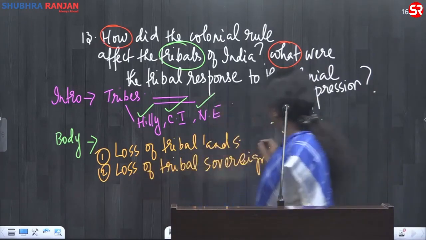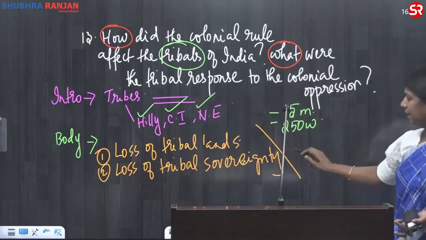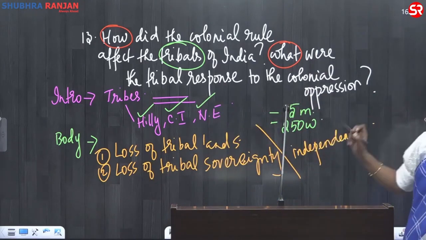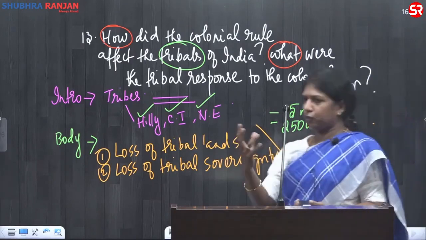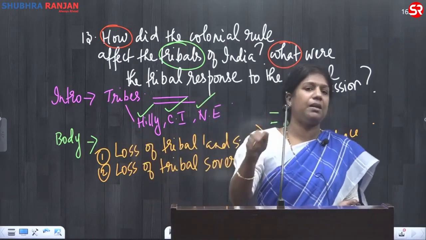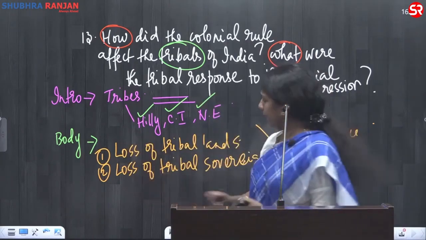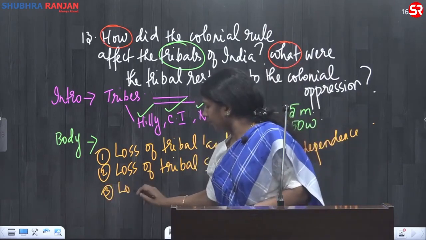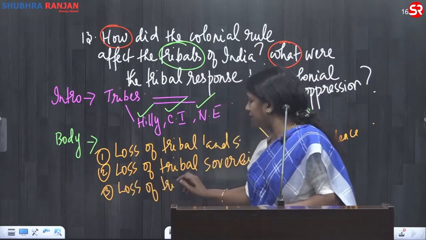The third one with these, don't you think, with sovereignty and land, they completely lost what? They lost their independence. You can add it. See, it all looks similar. They completely lost the right over their particular land. So getting it? The third one, what happened? They suffered loss of tribal culture.